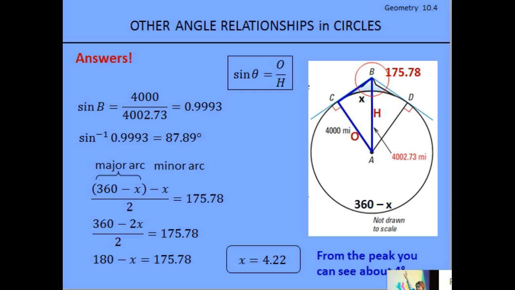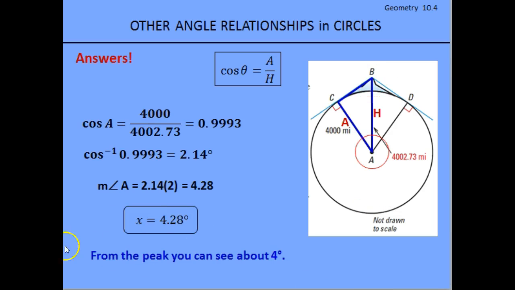Now you have to remember that sometimes it becomes a little bit off, depending on calculators and rounding and all of that. So that's why from the peak you can see about 4 degrees. Now that's one way to do this. The next way to do that is, and this is the one I thought of first, though the other one was the one in the book. If we use this angle to find out, it becomes a little bit simpler.